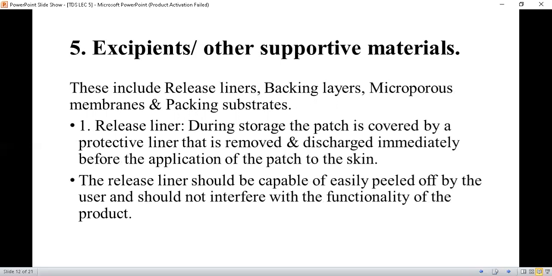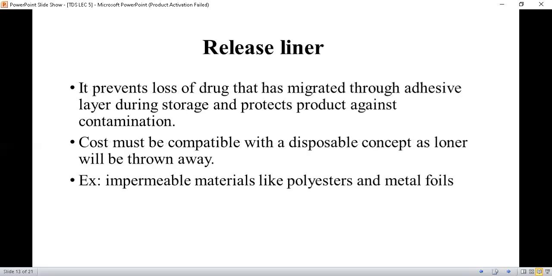The release liner should be capable of being easily peeled off by the user and should not interfere with the functionality of the product. So these are the properties that must be present in a release liner. It prevents loss of drug that has migrated through adhesive layer during storage and protects product against contamination.